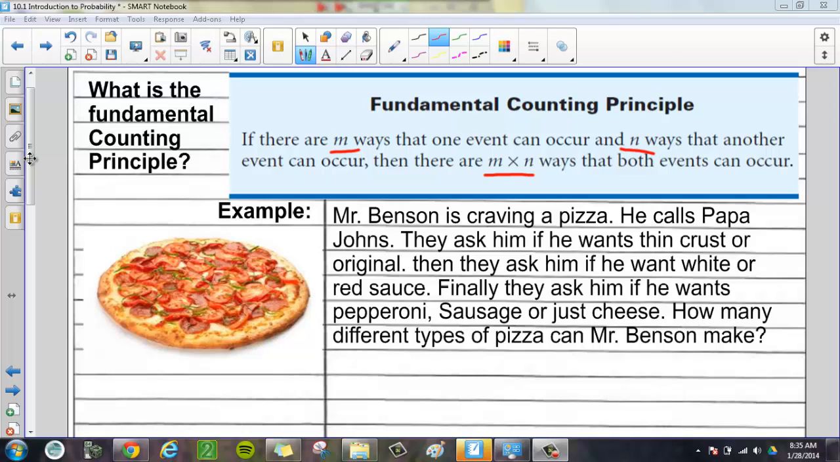So if you multiply the number of shirts you have times the number of pants you have, that's how many different outfits or arrangements you can put together. So let's apply that on this problem right down here.